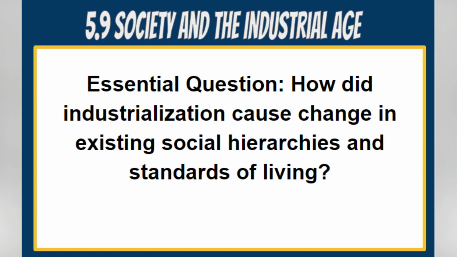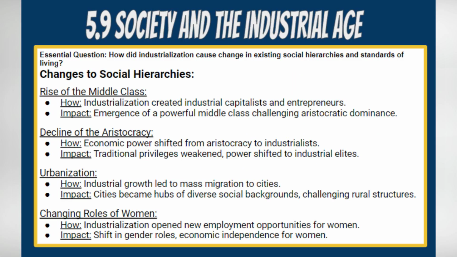AP World History Topic 5.9: Society and the Industrial Age. Essential question: how did industrialization cause change in existing social hierarchies and standards of living? Industrialization had profound effects on existing social hierarchies and standards of living, bringing about significant changes in both aspects.